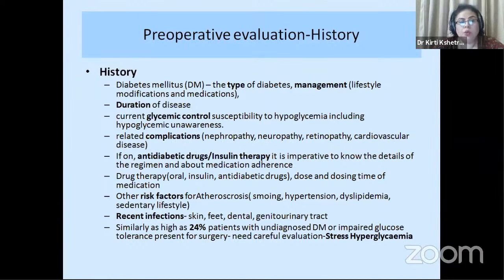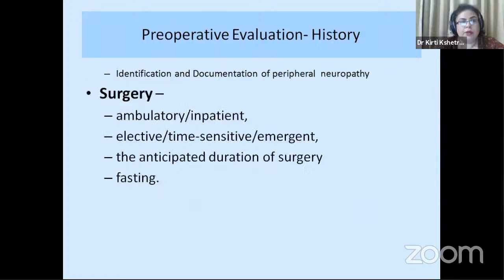Similarly, it is very important to identify patients who come with undiagnosed diabetes mellitus or impaired glucose tolerance presenting for surgery. There can be as many as 24% of such patients. They need careful evaluation because these are the ones very prone to stress hyperglycemia, which causes similar problems of endothelial dysfunction, infection and sepsis in the post-operative period. Identification and documentation of peripheral neuropathy is also very important, and the type of surgery the patient has to undergo should also be taken into consideration.